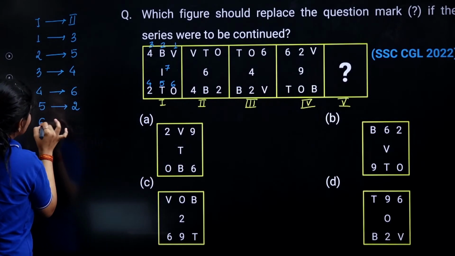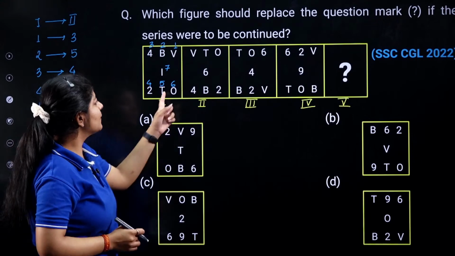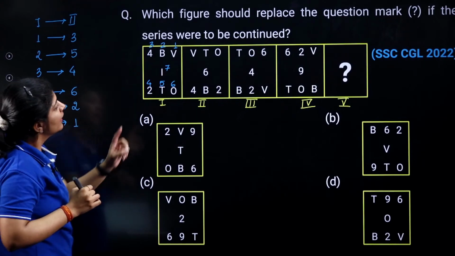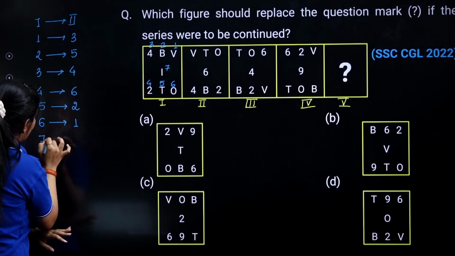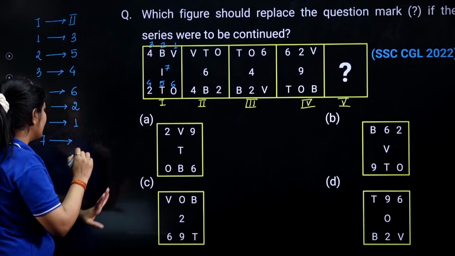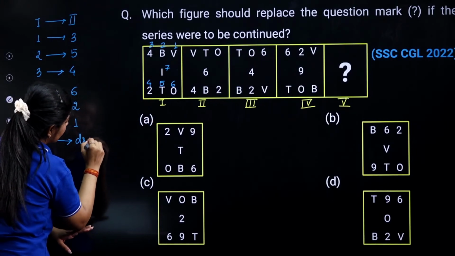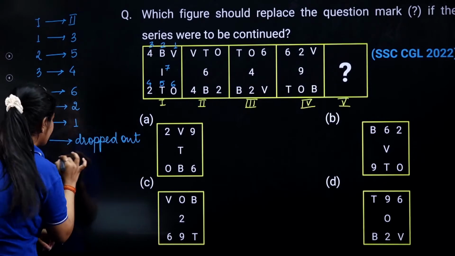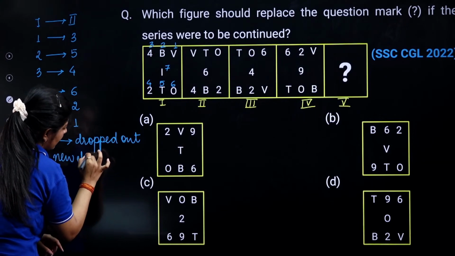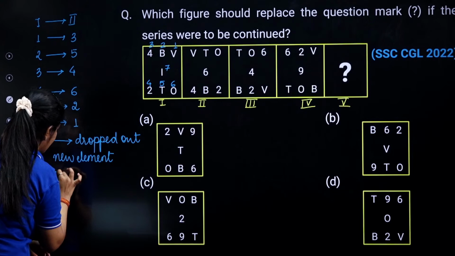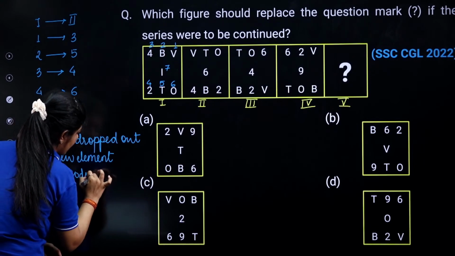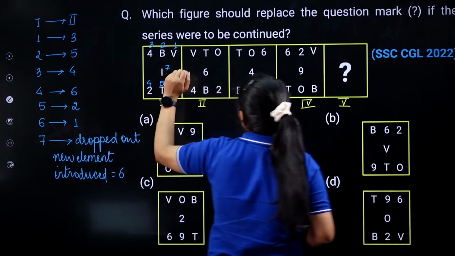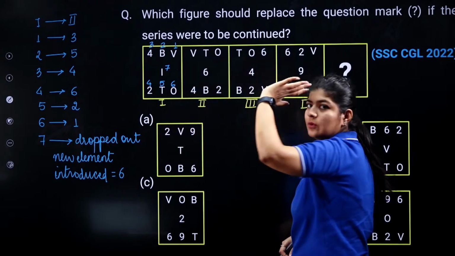Okay. Now, sixth one. Here, in the sixth position, we are having O and that is shifted to the first position. Okay. And at the seventh one, whatever we are having in figure number 1 is dropped out, and a new element is introduced, and that is nothing but 6, right? We just simply observed our figure number 1 and figure number 2, right?